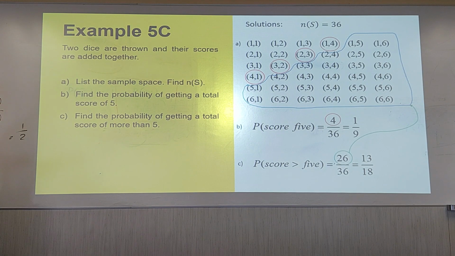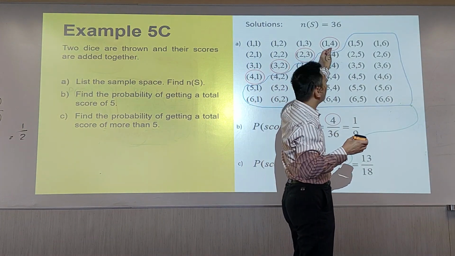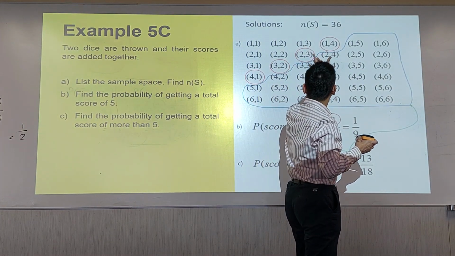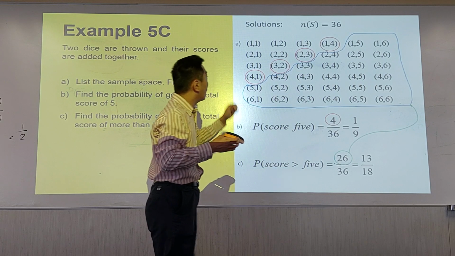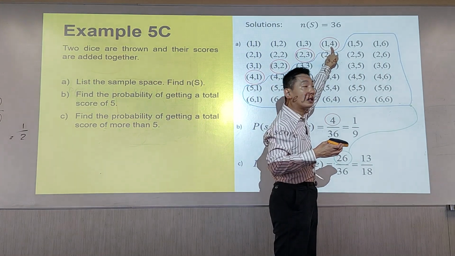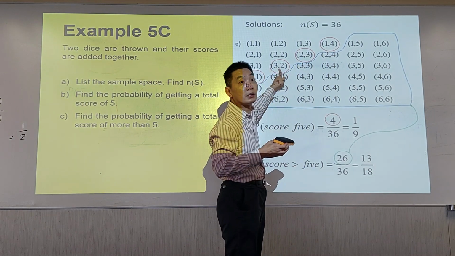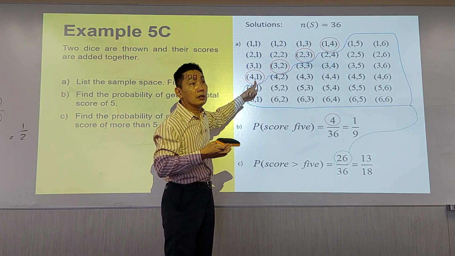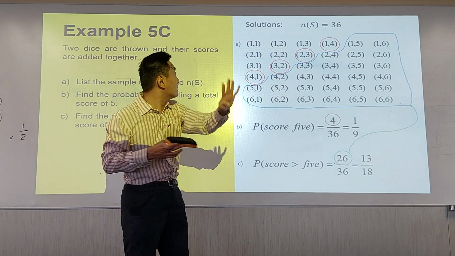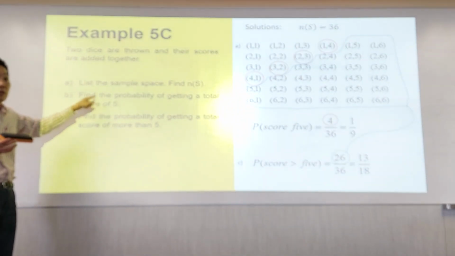Okay, B. Find the probability of getting a total score of 5. What is the meaning? That means if you sum up the two score values from score 1 and score 2, you'll get 5 exactly. Total score 5 exactly. So it can be 1 plus 4, right? It's equal to 5. Or it can be 2 plus 3, also 5. Or 3 plus 2, also 5. So there will be 4 possible outcomes. You'll fulfill this, right? 4 possible outcomes.